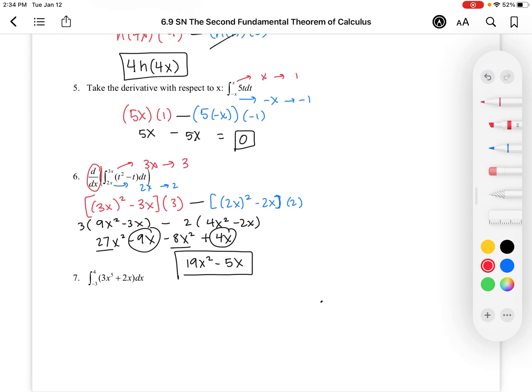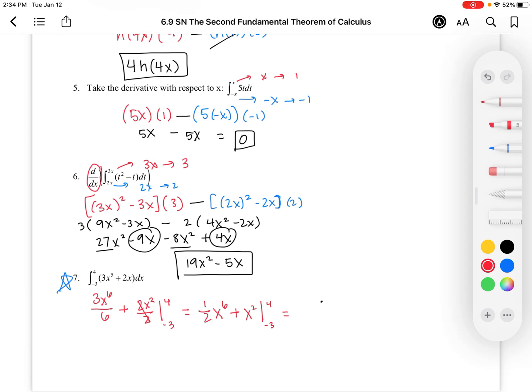And our last problem right here, I don't see any x's in my bounds or any derivatives, so this one is just a normal integral. So that means I'm looking at 3x to the 6th over 6 plus 2x squared over 2, and I'm going to go from negative 3 to 4. So 3 over 6 I can simplify to 1/2 x to the 6th. The 2's cancel out here, so I have plus x squared, and it's from negative 3 to 4.